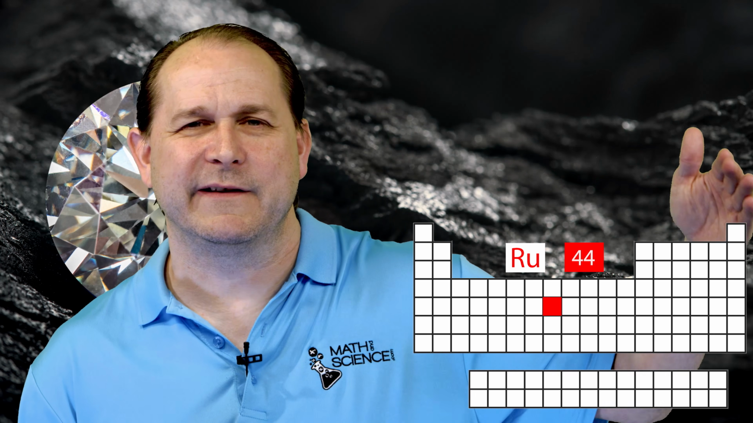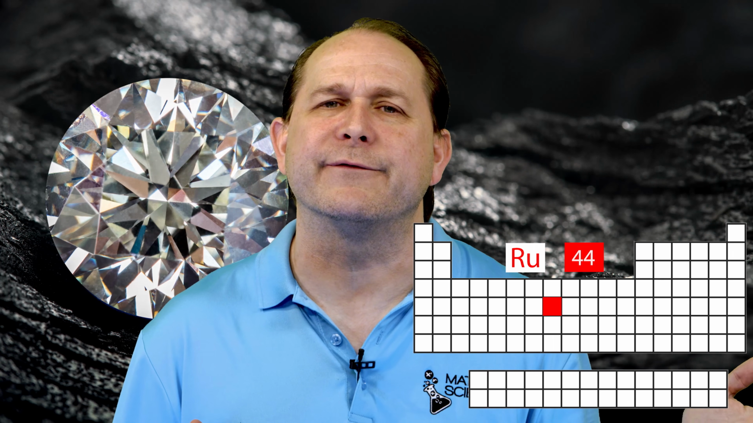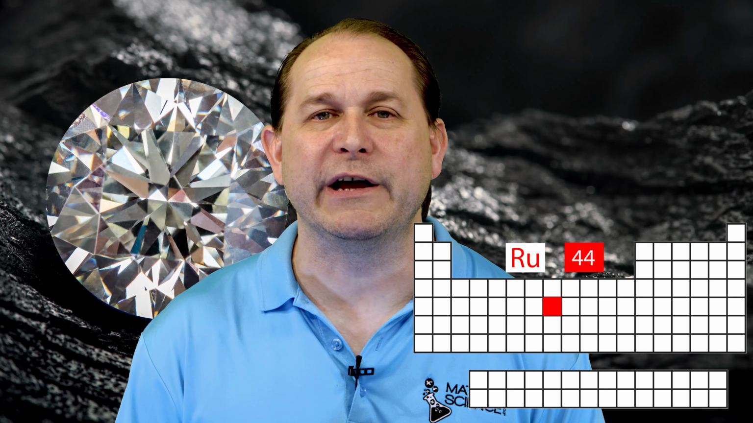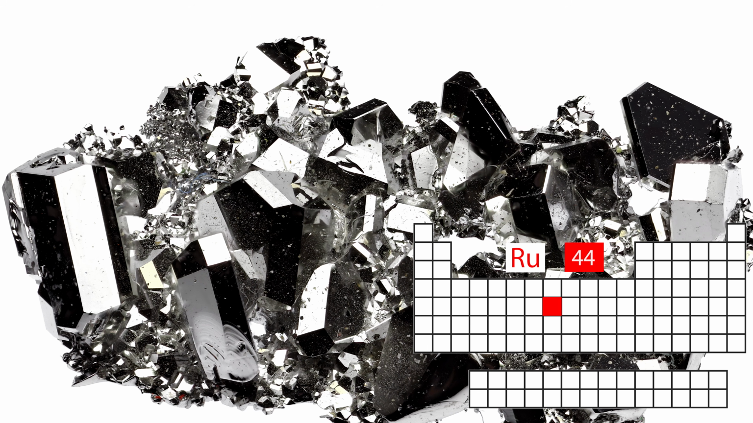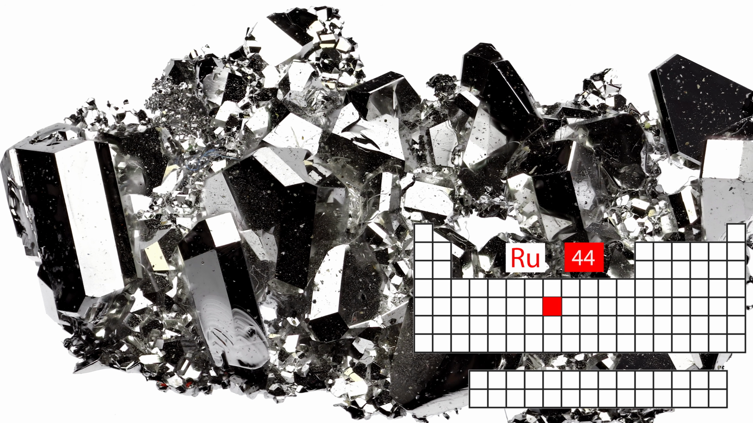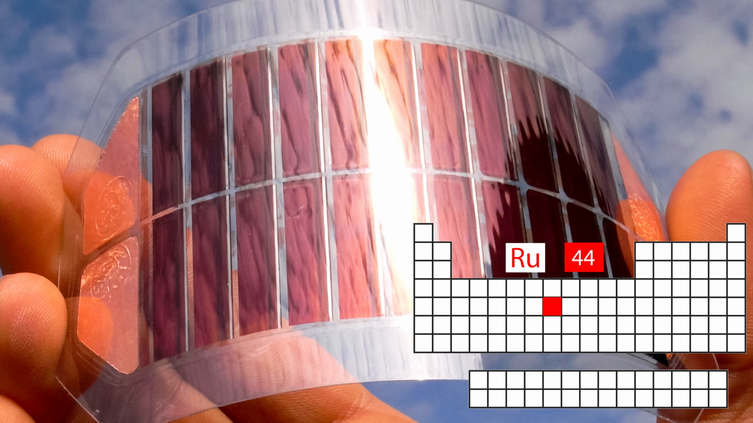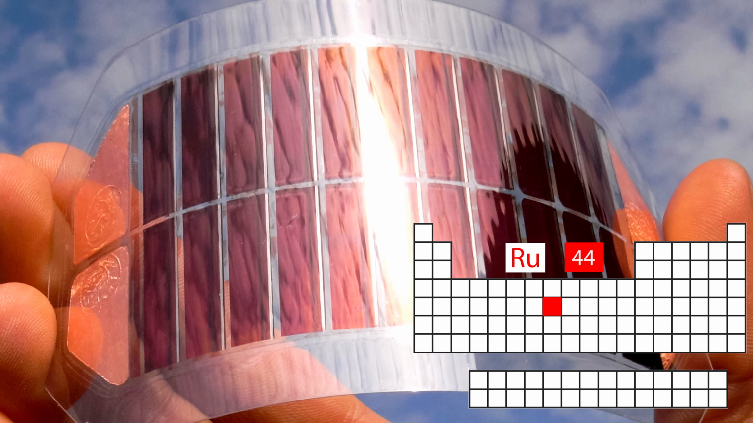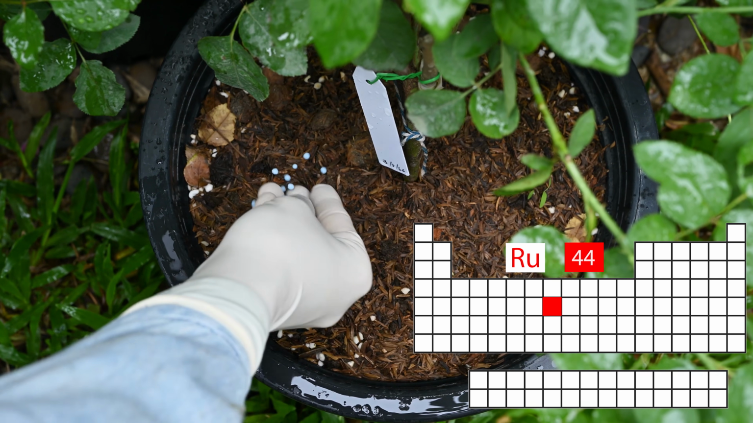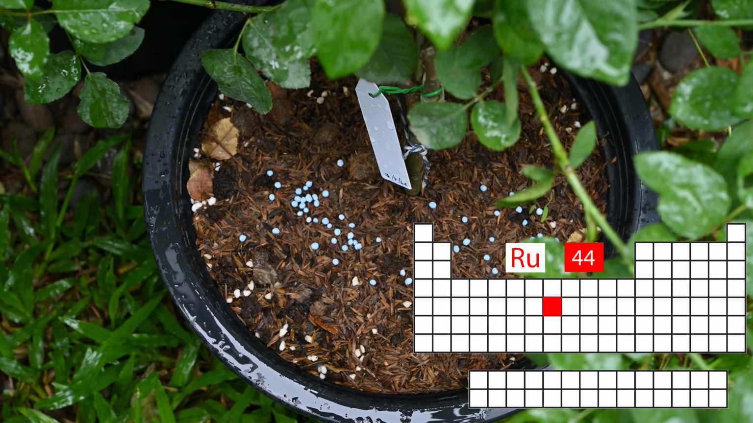Now we start to get up into the elements that most of us don't have exposure to on an everyday basis. For instance, element number 44 here, ruthenium. It's used in electronic resistors and also in solar cells, solar panels. Here's a fun fact. It can form a unique compound that can fix nitrogen at room temperature, potentially revolutionizing fertilizer production. And as you might guess, fertilizer is pretty important for growing food.